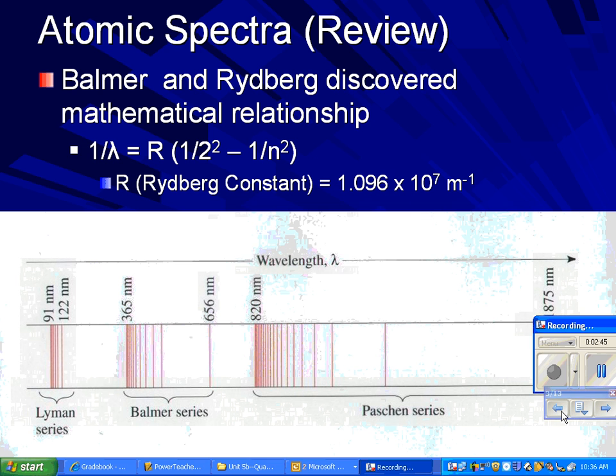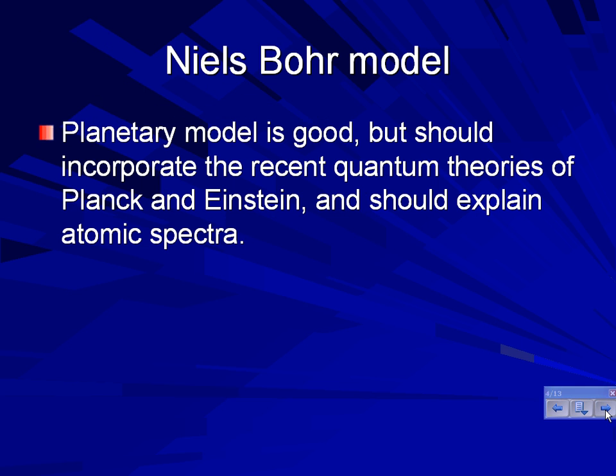So moving along, then, we get to Niels Bohr. Now, Niels Bohr, we've talked about the Bohr model of the atom a little bit, and the Rutherford model, which had the nucleus of the atom at the center, and the electrons orbiting like little planets around the sun, was good.